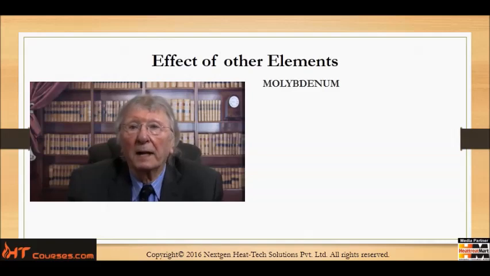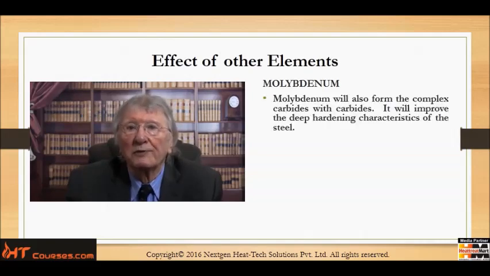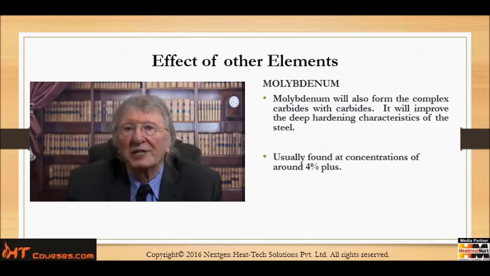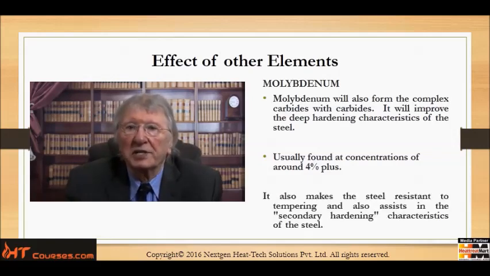Molybdenum. Molybdenum will also form complex carbides with carbon. It will improve the deep hardening characteristics of the steel. It's usually found in concentrations of approximately up to 4% and 4% plus. It also makes the steel resistant to tempering and also assists in secondary hardening characteristics of tool steels.